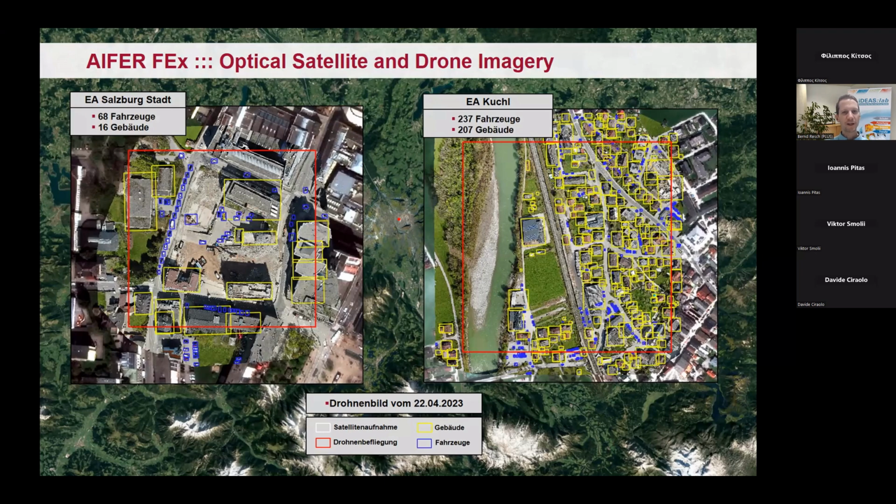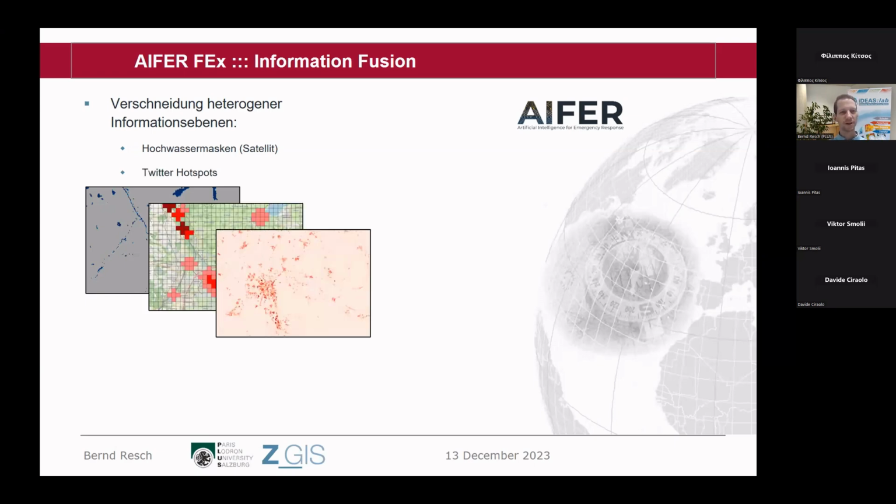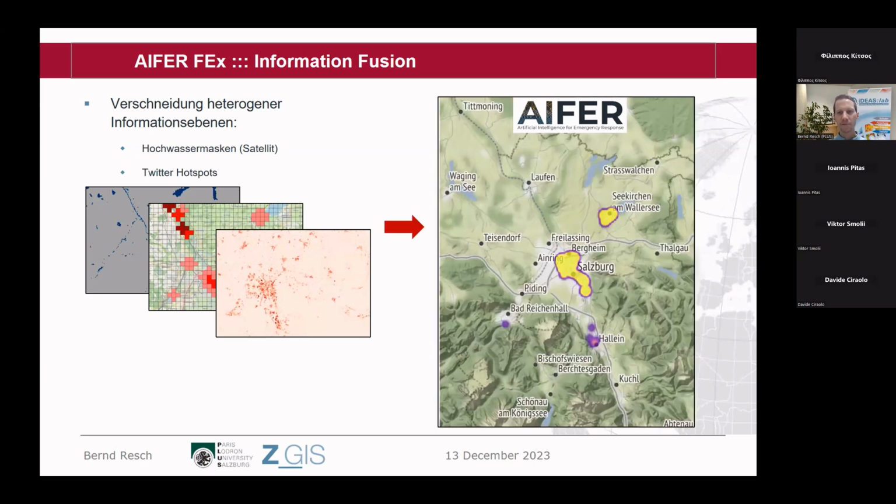Good. Then from this, we detected, first of all, buildings in yellow and vehicles, cars mostly, in blue. And this information was also fed. And then we tried to fuse this information, namely the floodwater masks, the hotspots from social media, and then demographic data to really assess where, let's say, most people would be affected through the disaster. And then on the right-hand side here, you see the disaster hotspots that again change over time.